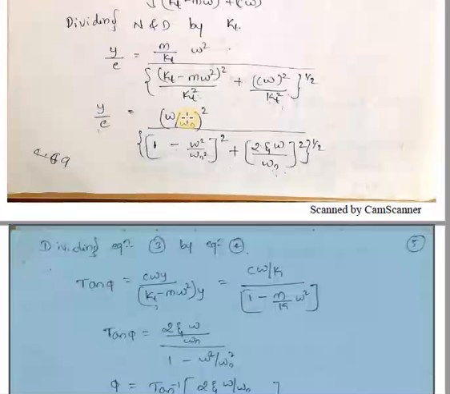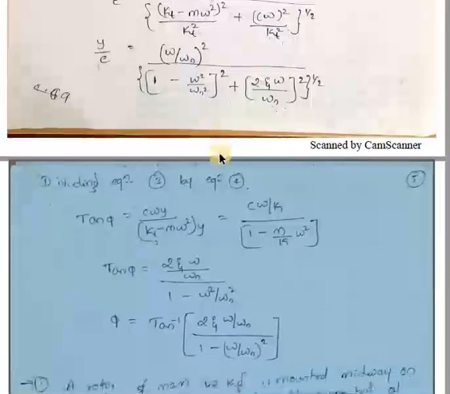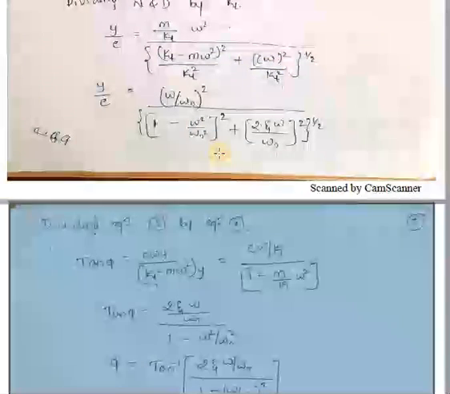This is also a similar equation, but the only difference is that in the numerator we have only r square. The denominator is the same for the transmissibility ratio or for the amplitude of the vibration. So this will conclude today's session.